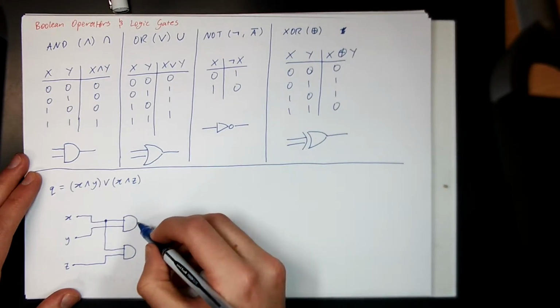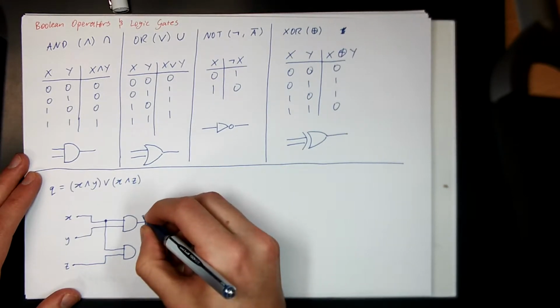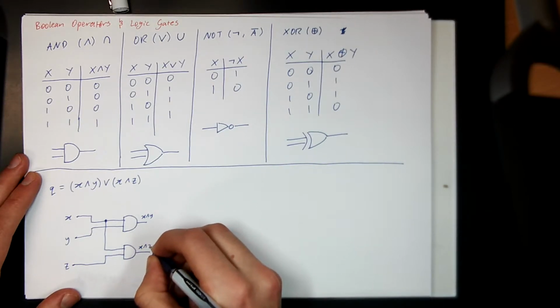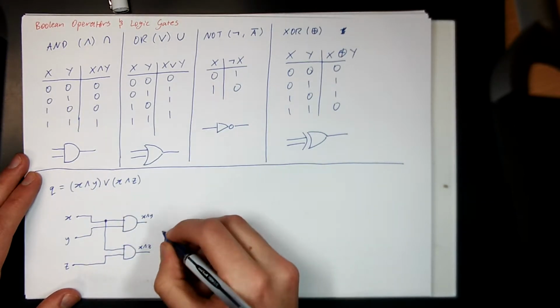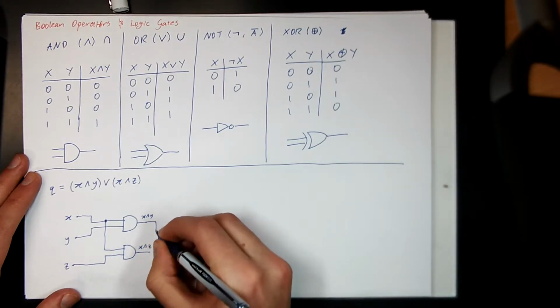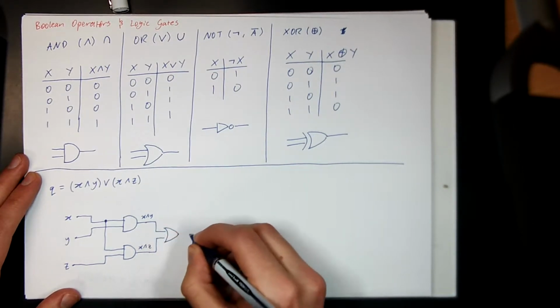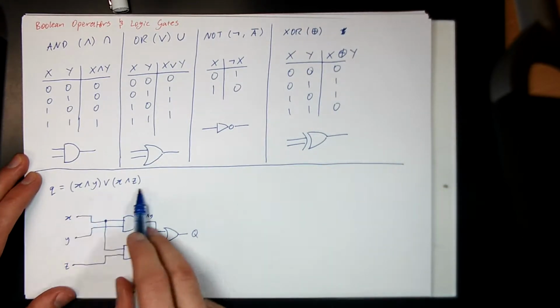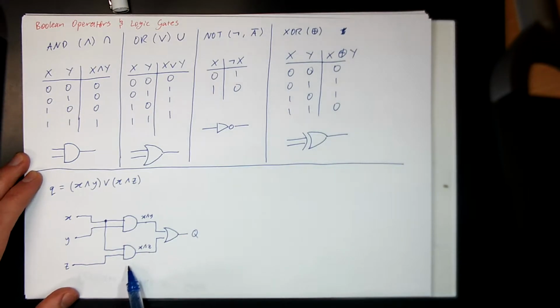Okay? So the output of this is X and Y, and the output of this is X and Z, and then we've got to logically OR them together. So I'll draw an OR gate, connect these two together, and then label the output Q. There we go. This logical expression here is equivalent to this circuit here.